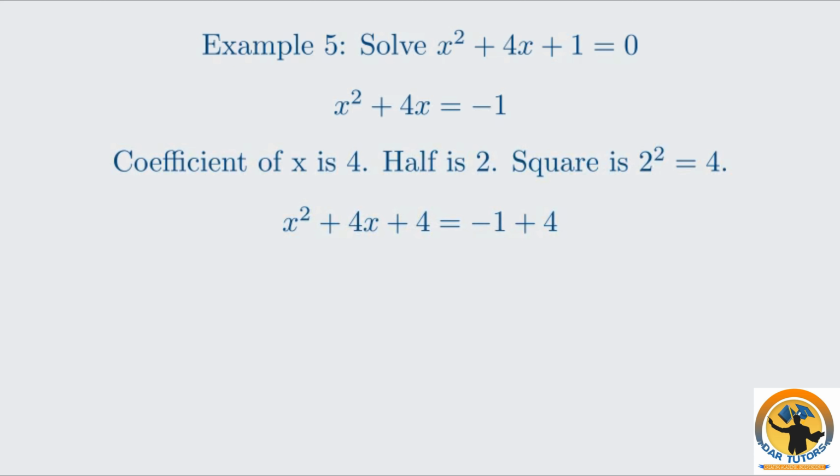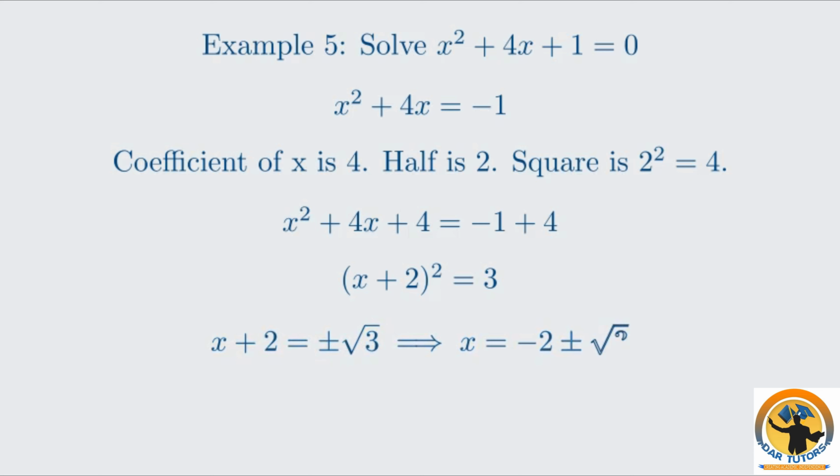Step 3. Factorize the left-hand side, which is now a perfect square trinomial, and simplify the right-hand side. The left side factors to the quantity x plus 2 squared, and the right side simplifies to 3, so we have x plus 2 squared equals 3. Step 4. Solve for x by taking the square root of both sides. X plus 2 equals plus or minus the square root of 3. Subtracting 2 gives our final exact solutions. X equals negative 2 plus or minus the square root of 3.